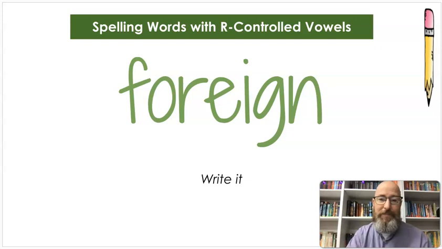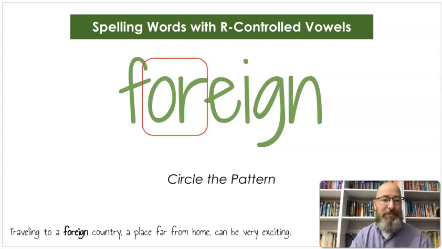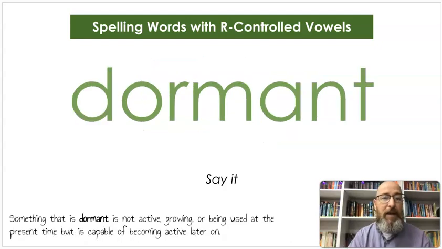F-O-R-E-I-G-N. Did you find the R-controlled vowel? What is it? O-R is correct. Traveling to a foreign country, a place far from home, can be very exciting. Our next word is dormant. Say dormant.